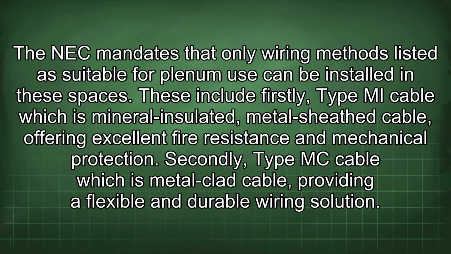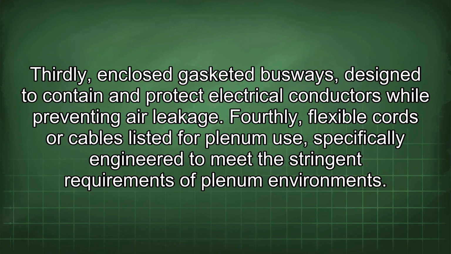The NEC mandates that only wiring methods listed as suitable for plenum use can be installed in these spaces. These include, firstly, Type MI cable, which is mineral insulated metal sheathed cable, offering excellent fire resistance and mechanical protection. Secondly, Type MC cable, which is metal clad cable, providing a flexible and durable wiring solution. Thirdly, enclosed gasketed busways, designed to contain and protect electrical conductors while preventing air leakage.